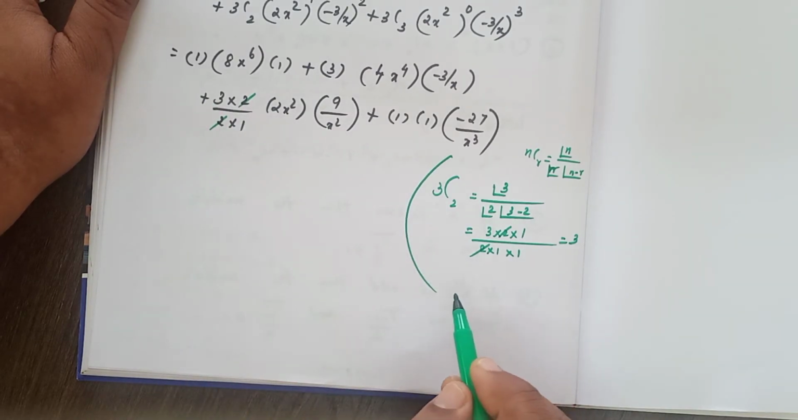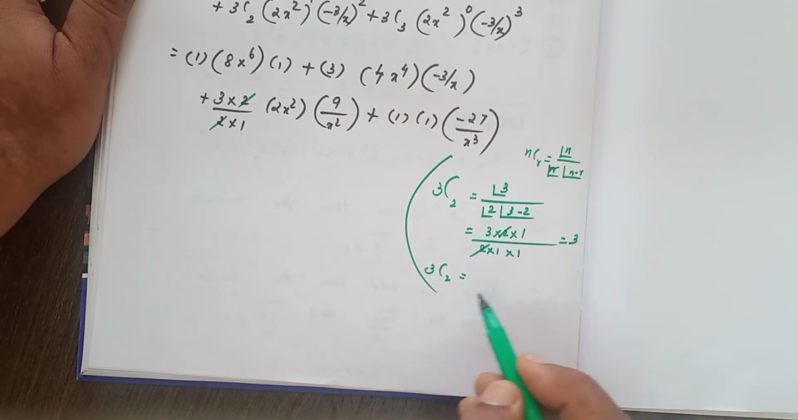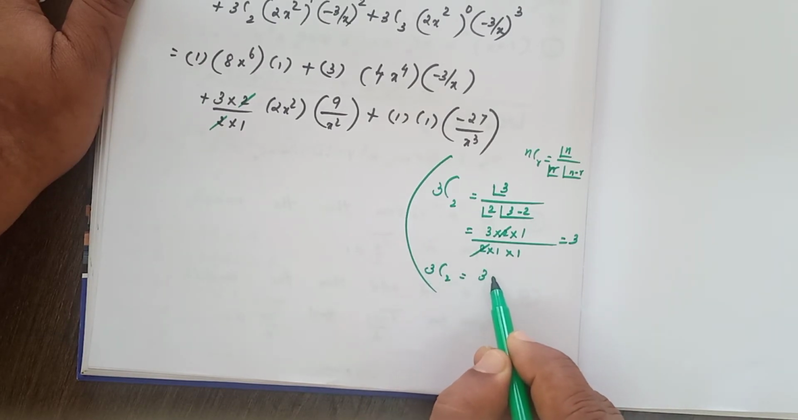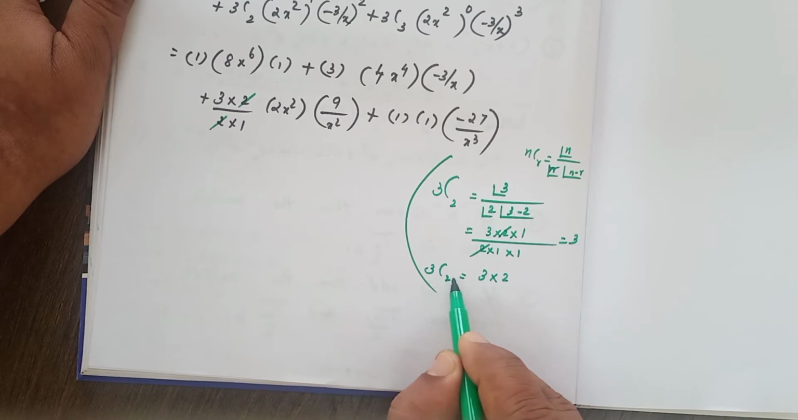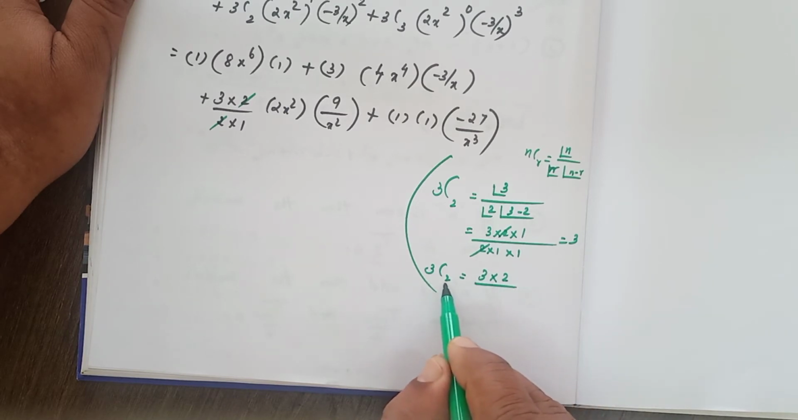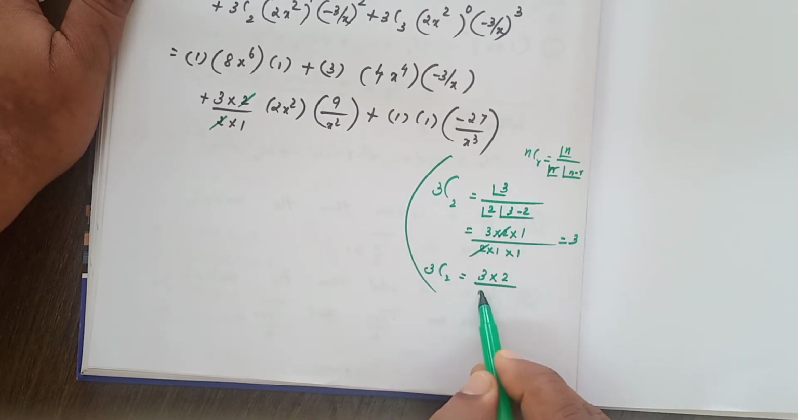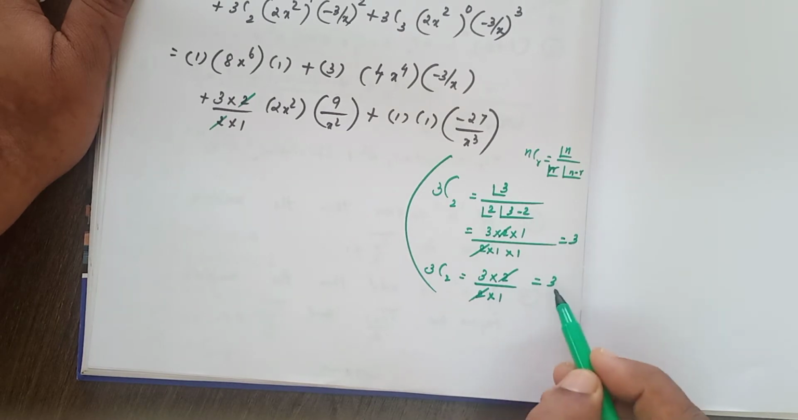This is one method. Second method, 3C2 is equal to, starts with 3 and keeps on reducing 1 by 1. 3 becomes 2, only 2 numbers because we have 2. So only 2 numbers in the numerator. At the same time, the r value is 2, so 2 factorial in the denominator. The 2 gets cancelled, 3. Look at that, same answer.